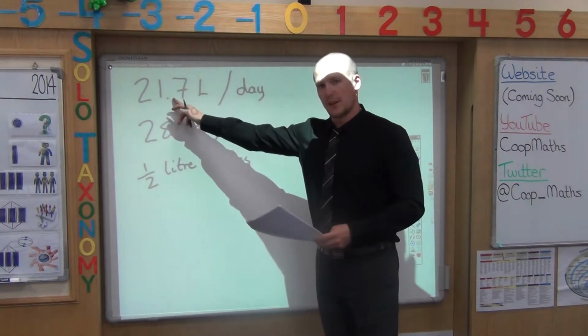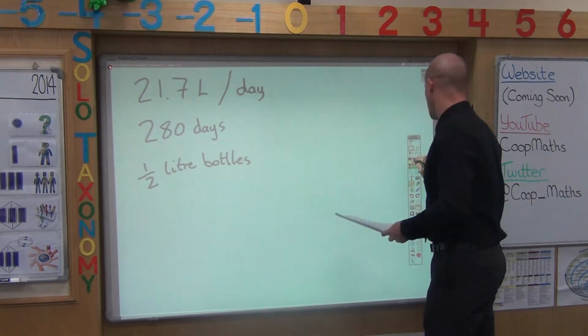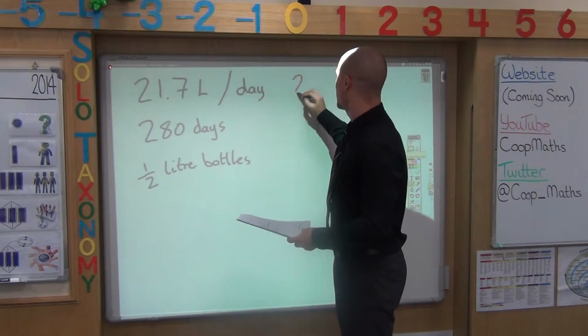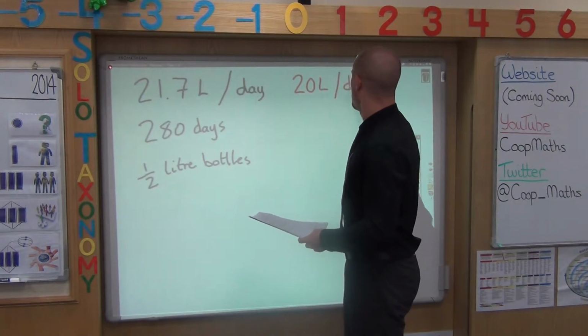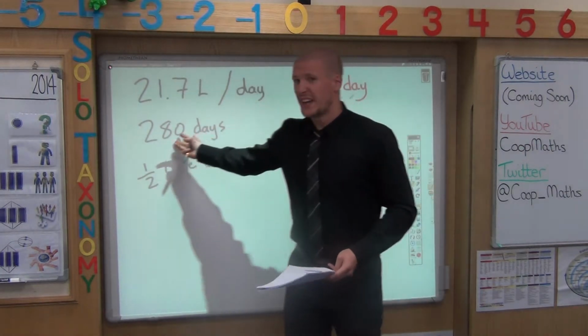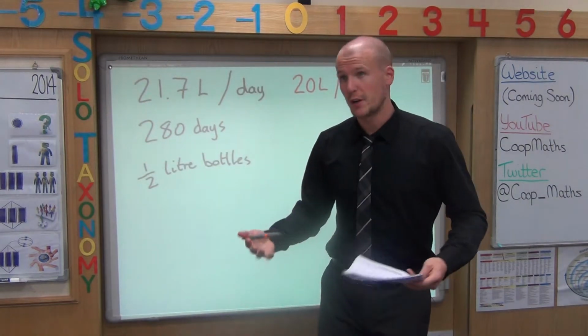So making that number nicer, 21.7, I'm going to change that to 20 litres per day. 280 days, make that a nicer number, 300.